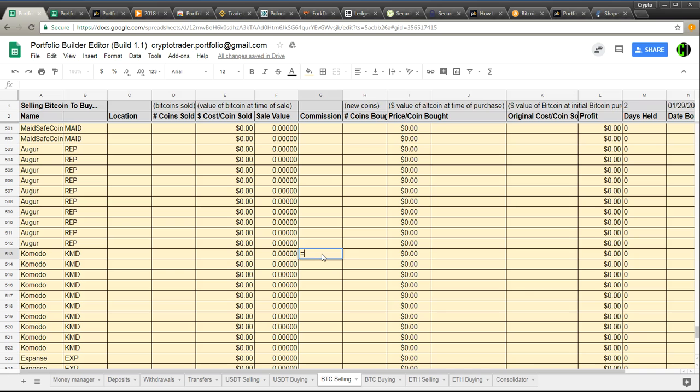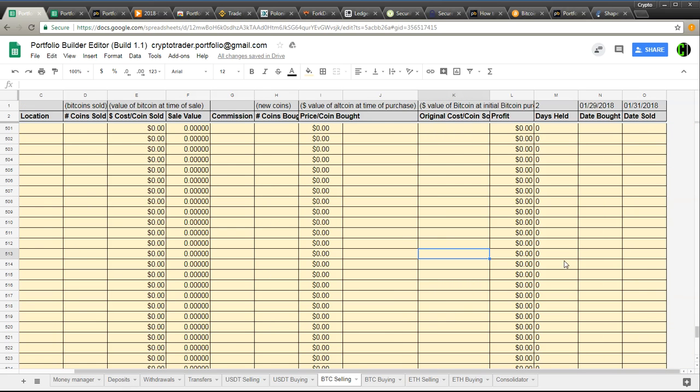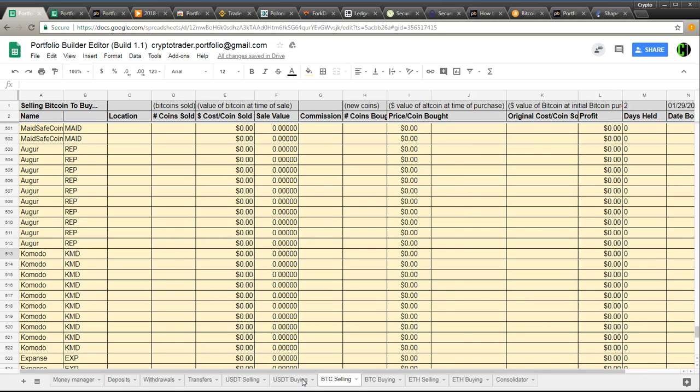Commission cost. I recommend just multiplying the sale value times the commission cost your exchange is charging. The number of new coins purchased by selling the Bitcoin. Column I, the price of the altcoin at time of purchase. That will be automatically filled. The original cost, so this would be the original Bitcoin cost for tax and profit calculation. The date bought and the date sold. Now again, the date sold is what's going to look up the prices to fill in the rest of the trade.